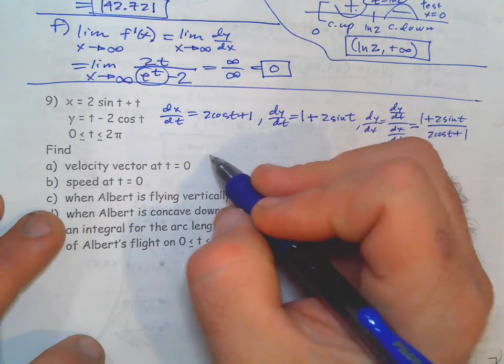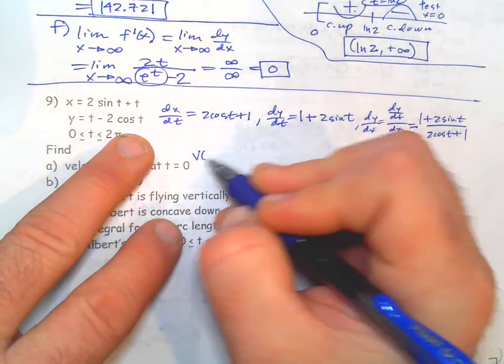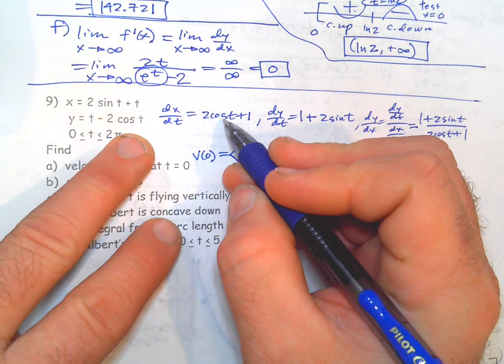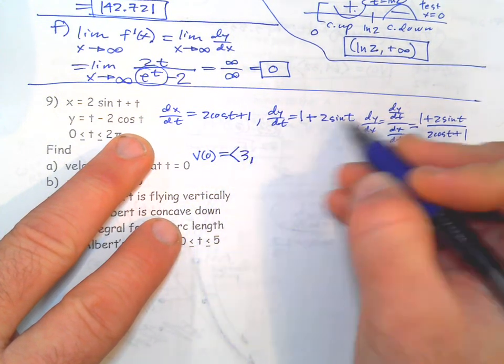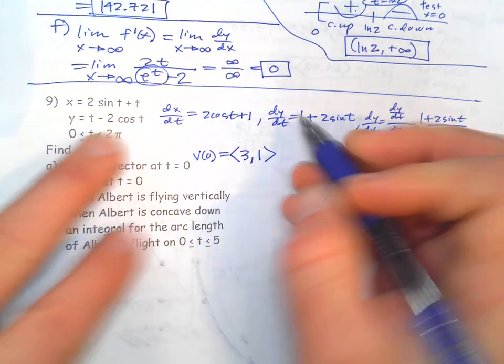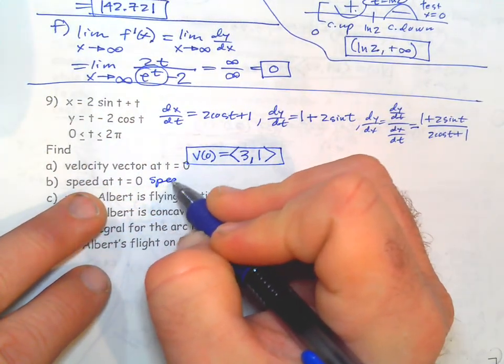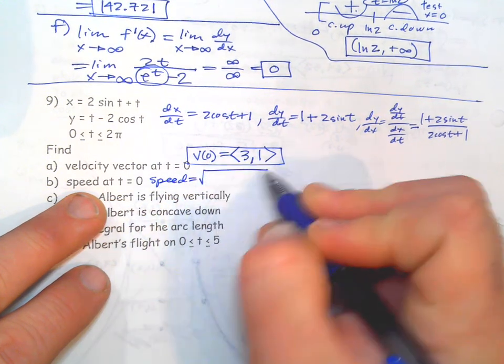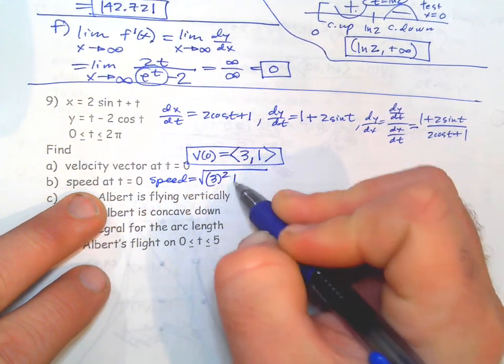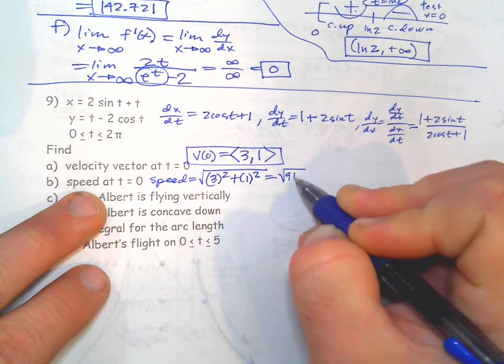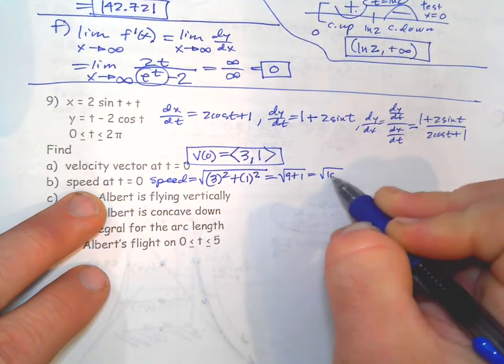So the velocity vector at 0 is going to be, you're going to plug 0 into this, and so cosine of 0 is 1, so you get 3, and that's going to be 1. So that's your velocity vector. The speed is going to be the square root of 3 squared plus 1 squared, which is going to be 9 plus 1, which is 10.